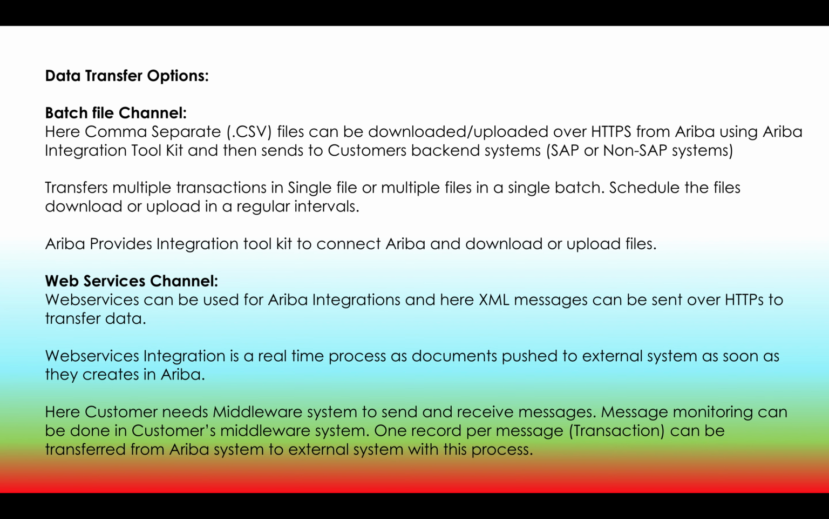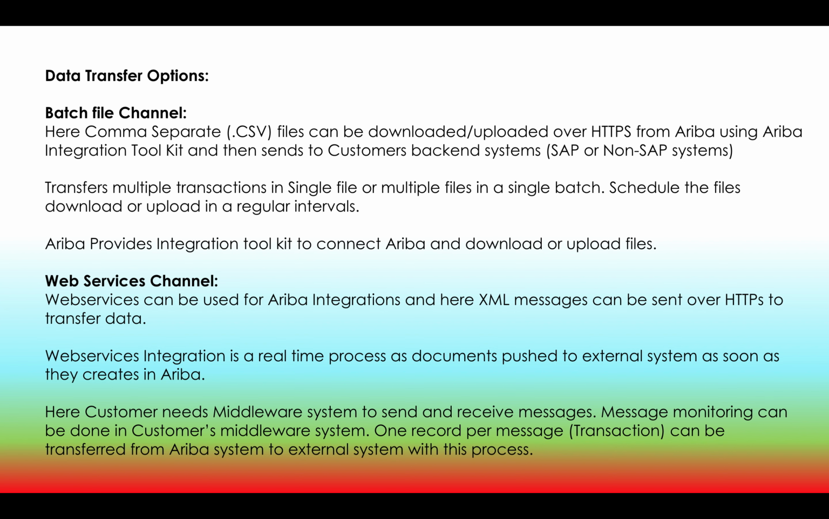So here you have to know how we can download or upload files from Ariba. Here we use a connection protocol, HTTPS. By using HTTPS, we can download or upload files, comma separated files, CSV files, from Ariba using the Ariba Integration Toolkit. What is Ariba Integration Toolkit?